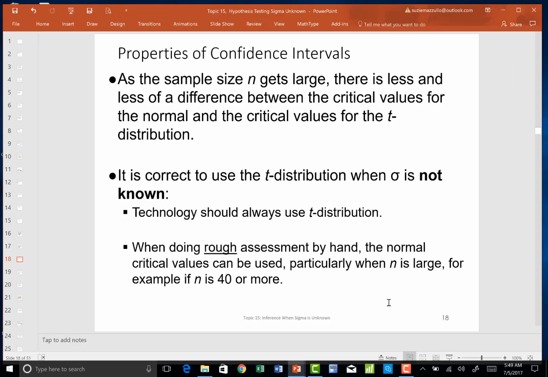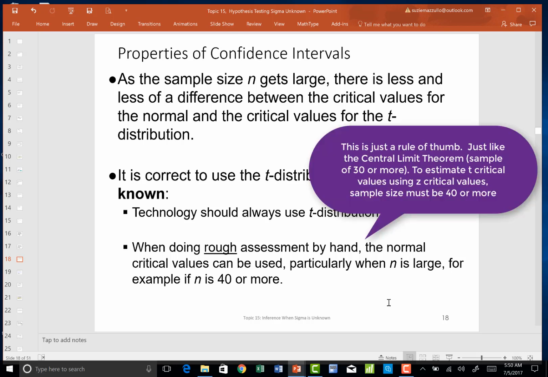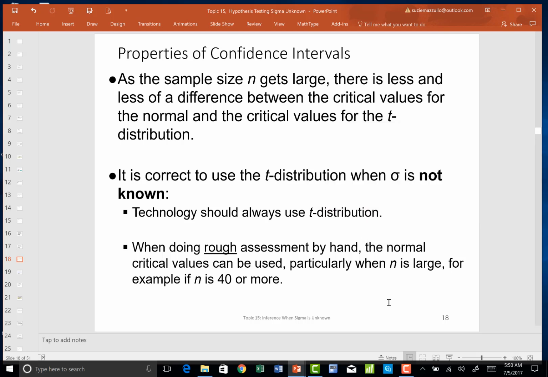So when doing these rough estimates by hand, the normal critical values can be used if n is really large. For sample sizes of 40 or more, you can actually estimate the student t critical values with the standard normal. They call these large sample confidence intervals in hypothesis testing. So many books will start out, even if we don't know what the population standard deviation is, with large samples so that you can just use the standard normal distribution in order to find probabilities.